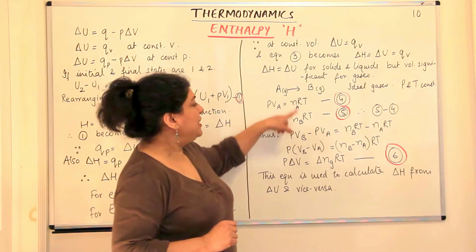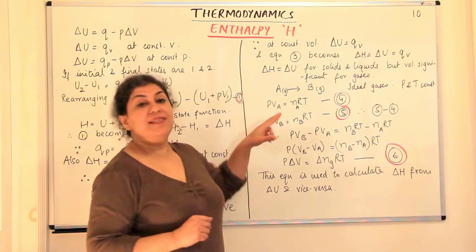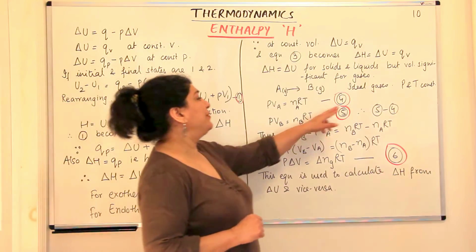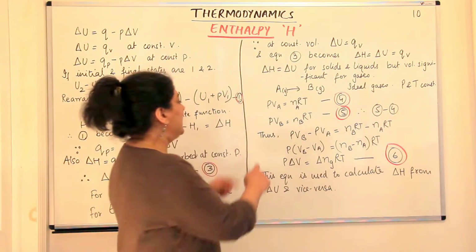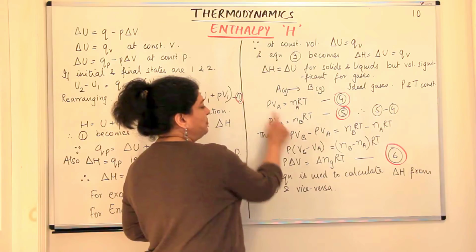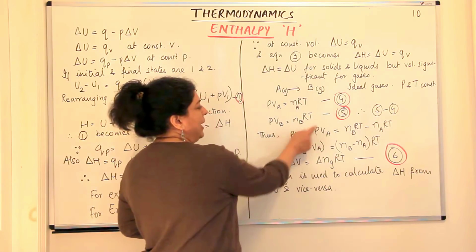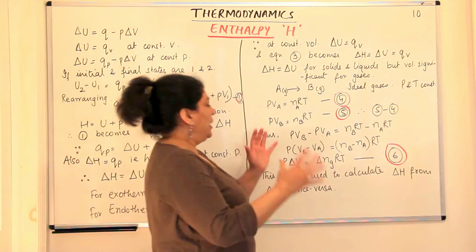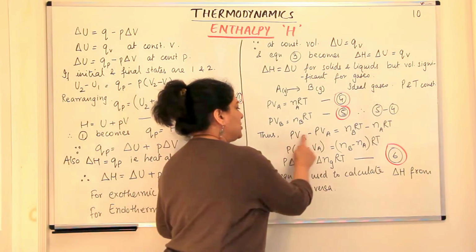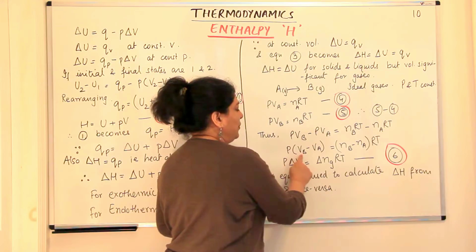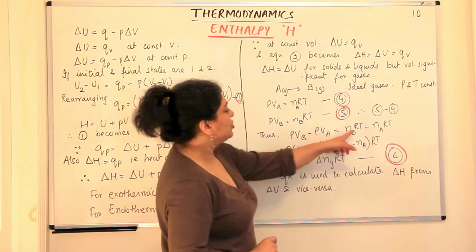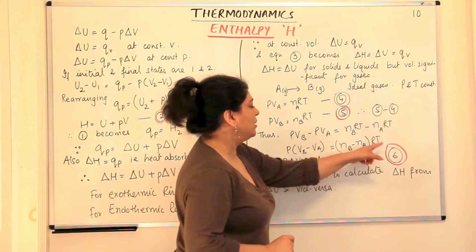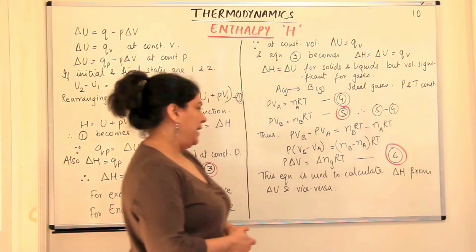Now PVA is equal to nART and PVB is equal to nBRT. Let us subtract 4 from 5. So we'll get PVB minus PVA is equal to nBRT minus nART. Now take the common things. P is common here, so keep it outside the bracket: P(VB minus VA). RT is common, so keep it outside the bracket and take nB minus nA.